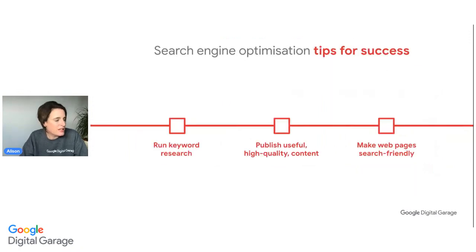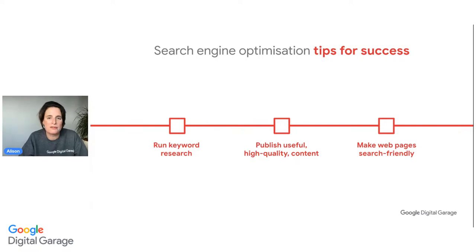Some of the tips for search engine optimization success. There isn't a shortcut, I should say. SEO is a slow process, so think of it as a bit of a marathon. You're going to take steps to improve your SEO, but it's going to take a while for the results to come through. So there's no shortcut, there's no quick fix. You need to do this as an ongoing process and be patient for the results.